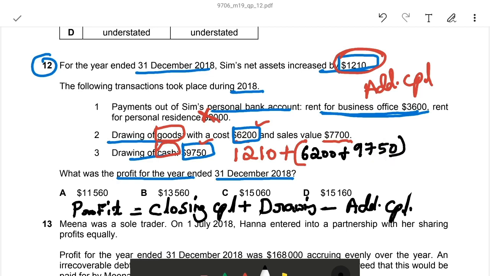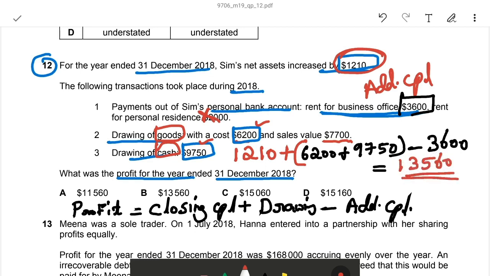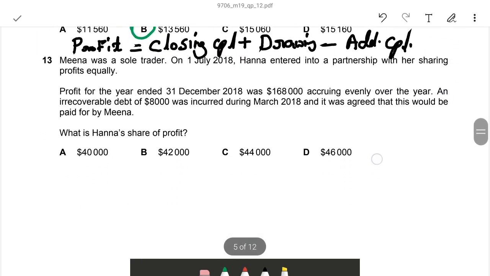Then minus: closing capital plus drawing minus additional capital. What is the additional capital? Additional capital given is 3,600. So minus 3,600. What is the answer? It is 13,560. So the correct answer is B. Next.